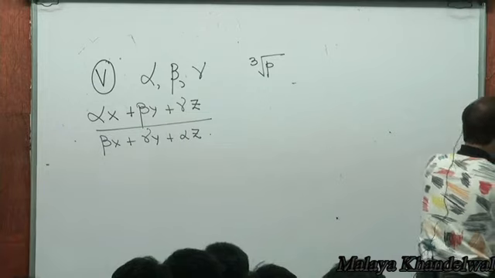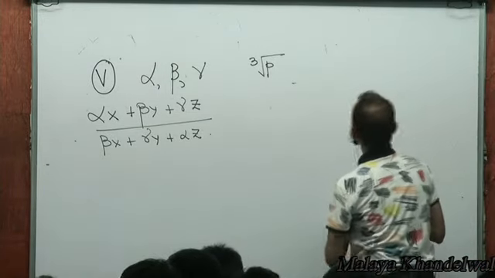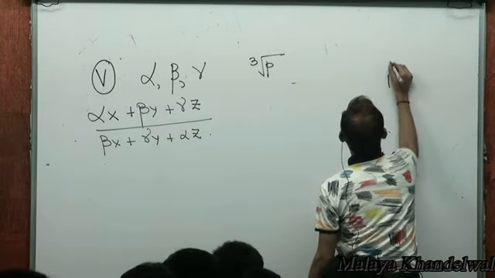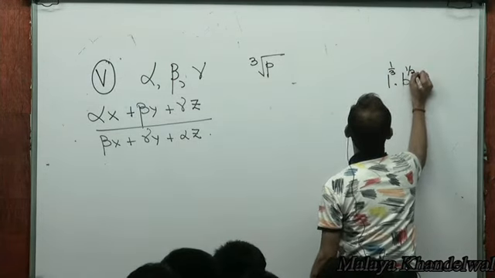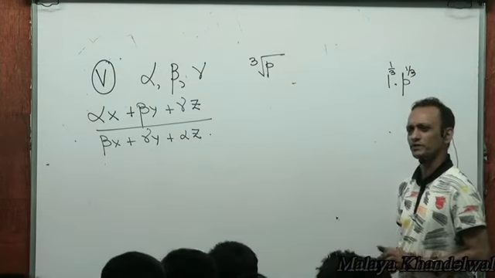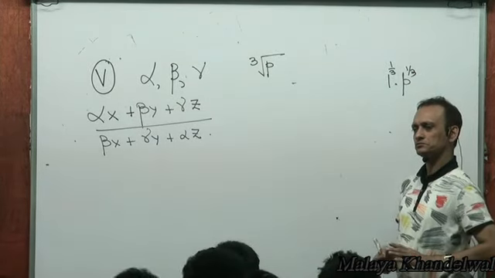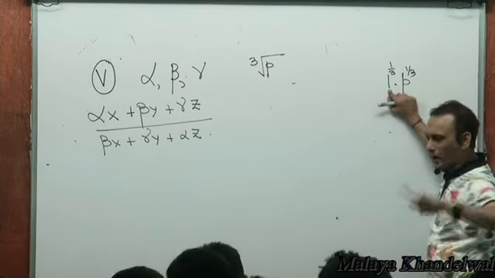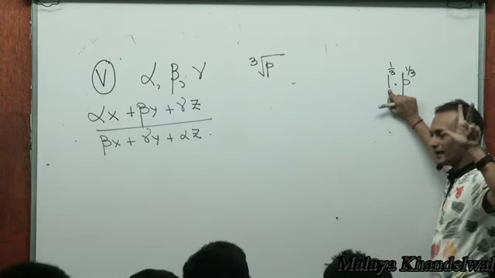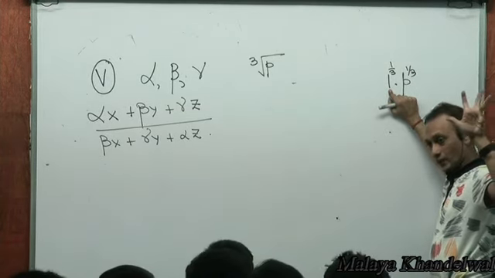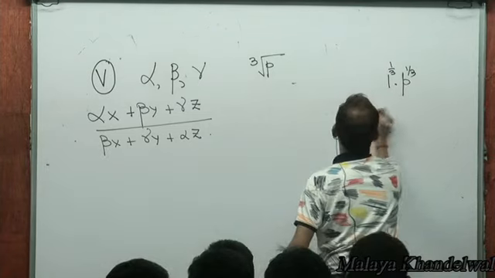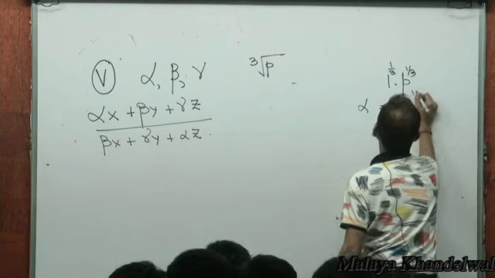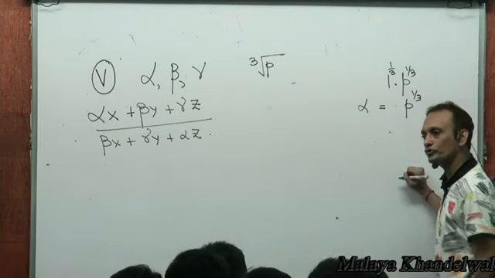Cube roots of P. Now, if I have to think of the cube root of P, it's like 1 to power 1/3 into P to power 1/3. Yes or no? This would be the cube root of P. Right? 1 to power 1/3 will have 3 values: 1, omega and omega squared. So one cube root of P, if I take 1 to power 1/3 as 1, will be P to power 1/3.